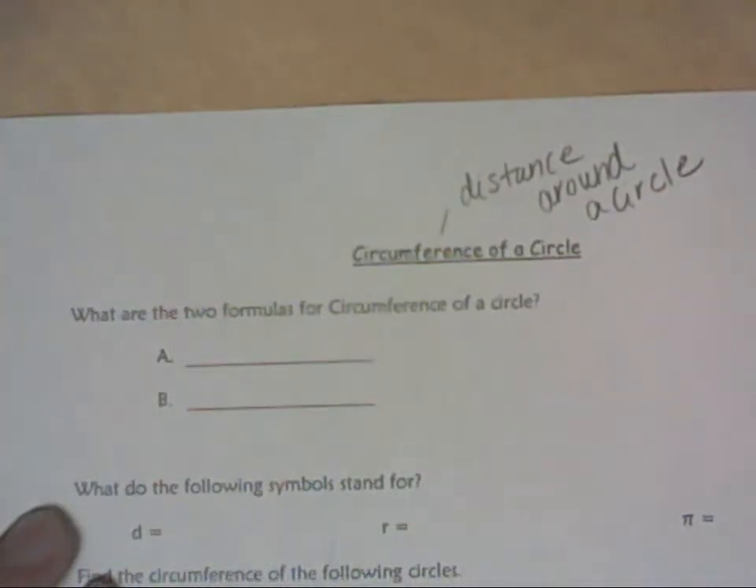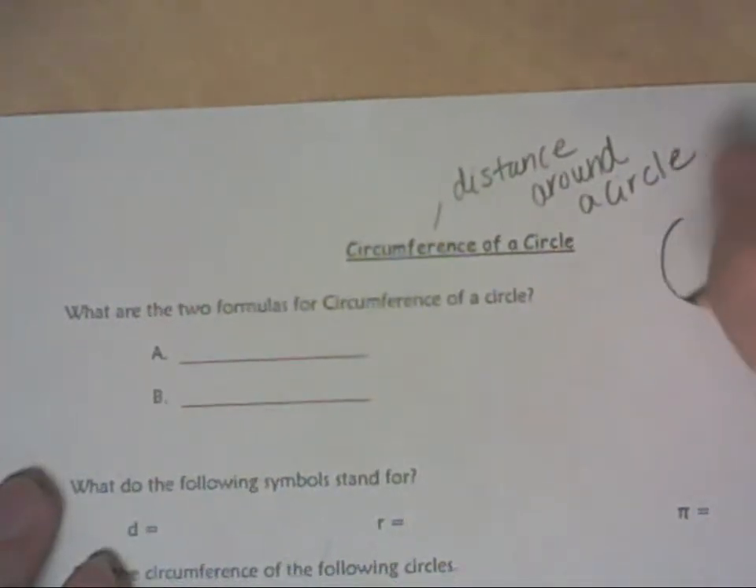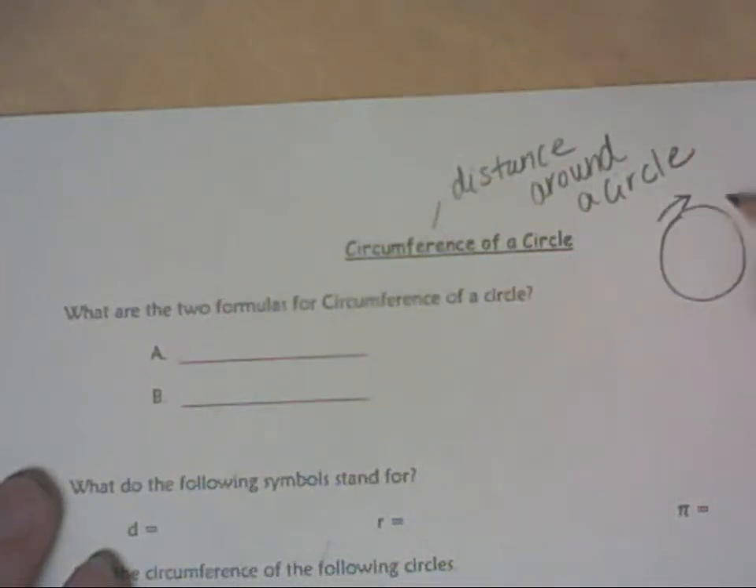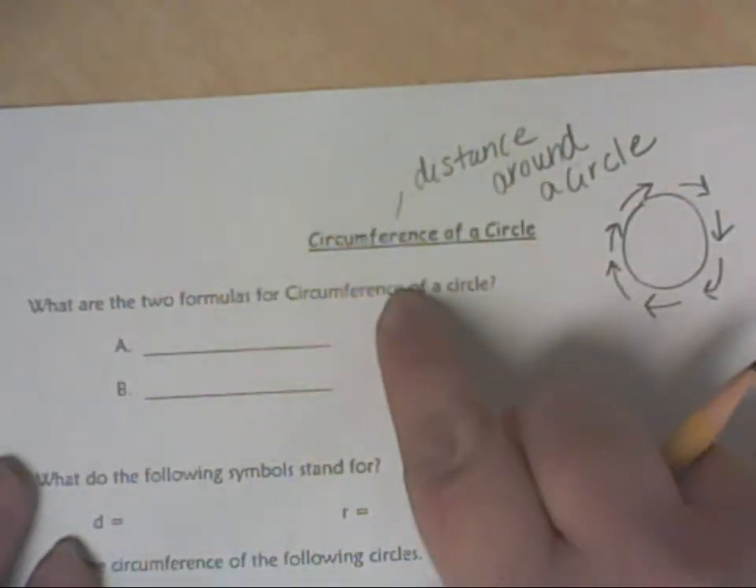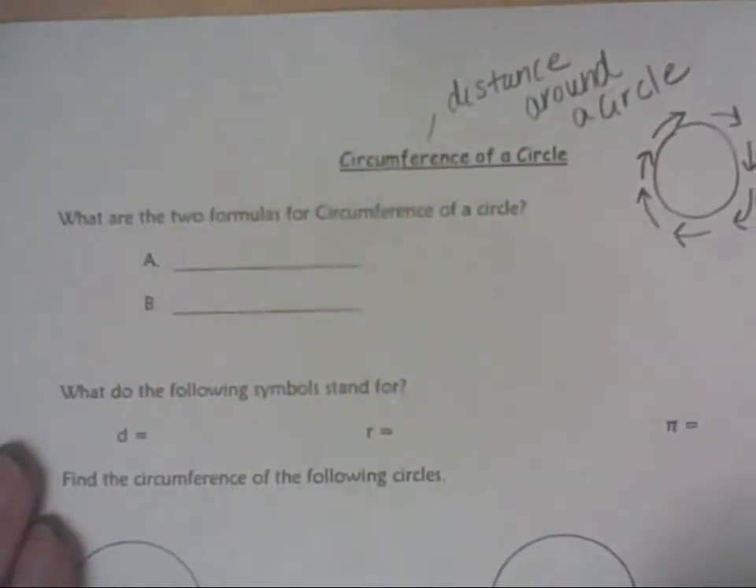We're going to go ahead and draw a picture of a circle, and we want to understand that circumference measures the distance around, all the way around. So it's a fancy name for perimeter of a circle. It's called what? Circumference. Very good.